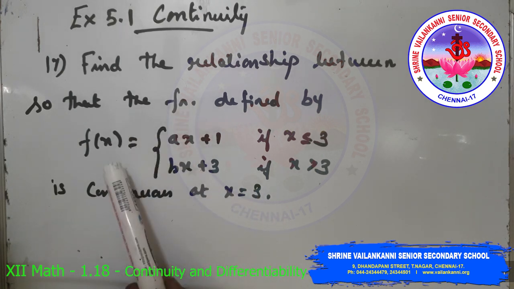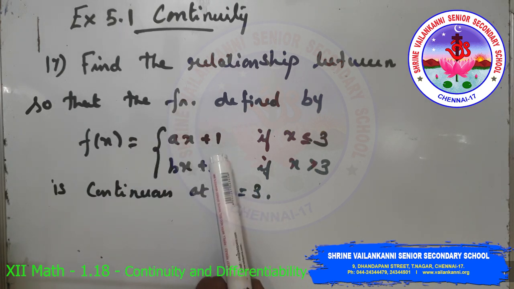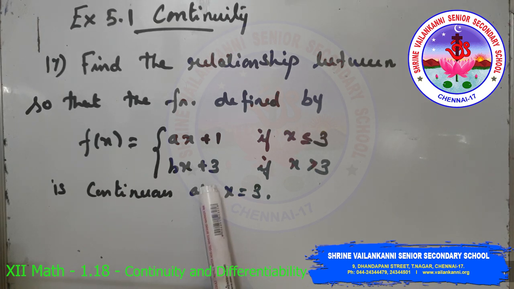So the function f of x is defined as ax plus 1 and bx plus 3. It is continuous at x equal to 3. So all the three values, f of 3, left hand limit and right hand limit, should be equal, as it is given that it is continuous at x equal to 3.